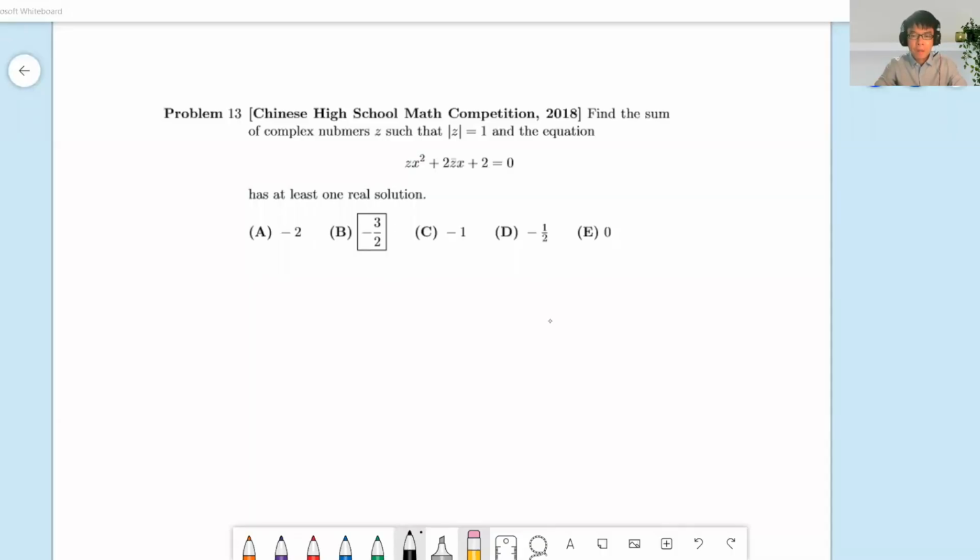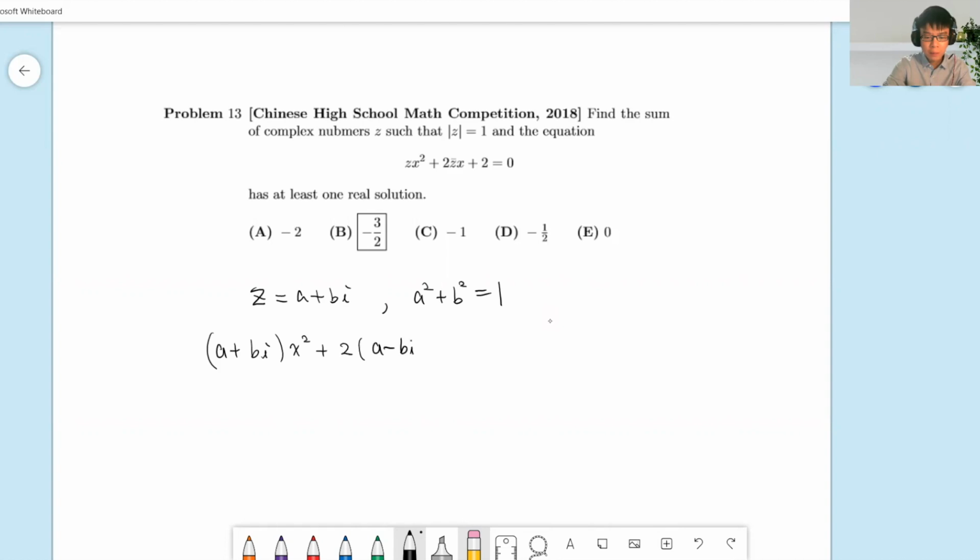Question 13. Find the sum of all complex numbers z with modulus 1, for which this equation has at least one real solution. Because z has modulus 1, we can assume z equals a plus bi and a squared plus b squared equals 1. And now let's plug into this quadratic equation. So we have (a plus bi) times x squared, minus twice z conjugate, so a minus bi, and plus 2 equals 0.